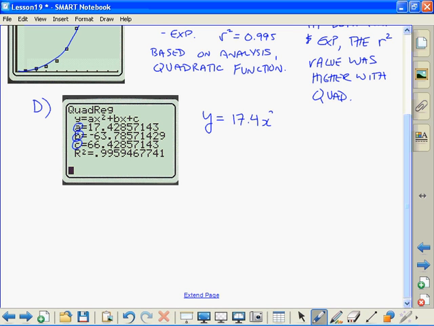So y equals 17.4x² minus 63.8x plus 66.4 as the constant. And again, I can't emphasize this enough: you need to be able to tell me what y and x represent. So y is the bacteria population, and your x value is the time in hours.